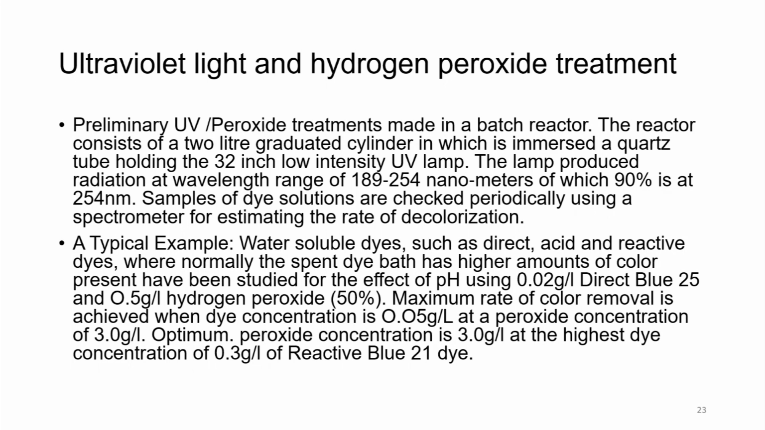Optimum peroxide concentration is 3.0 gram per liter at the highest dye concentration of 0.3 gram of reactive blue 21 dye. So, various dyes have been tried out, and these dyes could be acid dyes, they could be direct dyes, they could be reactive dyes, and they work very well on all these 3 types of dye with very low concentration of peroxide. Maximum required is 3.0 gram per liter of strength 50%.